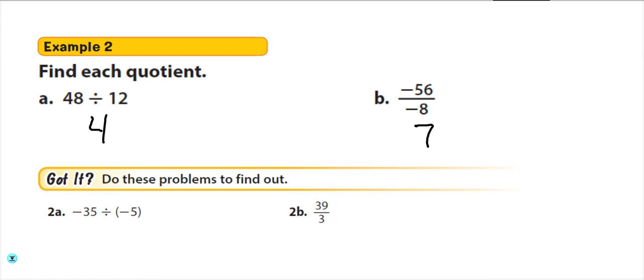For 2A and 2B, go ahead and pause it and try those by yourself and come back to me as soon as you're ready. And let's take a look. So we have negative 35 divided by negative 5. 35 divided by 5 would give us 7. And then we have a double negative, so that's positive 7. For 2B, we have 39 divided by 3, and that's just simply 13. And everything's all positive there, so nothing to worry about on that one.